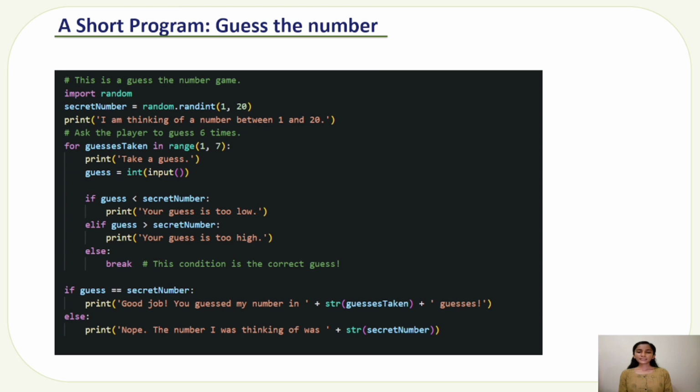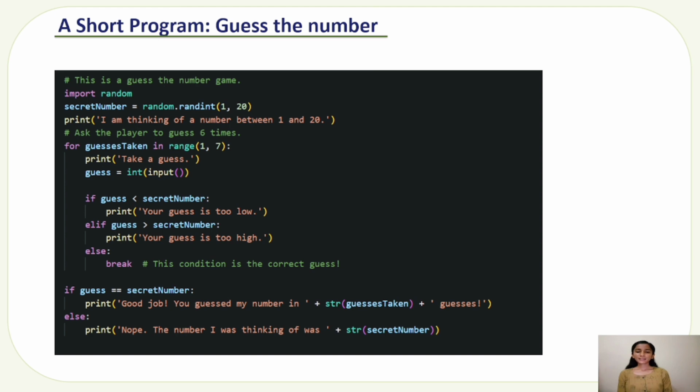The code that lets the player enter a guess and checks that guess is in a for loop that will loop at most 6 times. The first thing that happens in the loop is that the player types in a guess. Since the input function returns a string, its return value is passed straight into the int function, which translates the string into an integer value. This gets stored in a variable named guess.